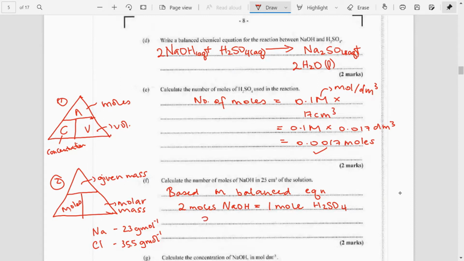0.0017 moles? That will be X moles NaOH is equal to 0.0017 moles sulfuric acid. And of course, we do our cross multiplication. So X is essentially equal to 0.0017 times 2. That is 0.0035, right? Simple.